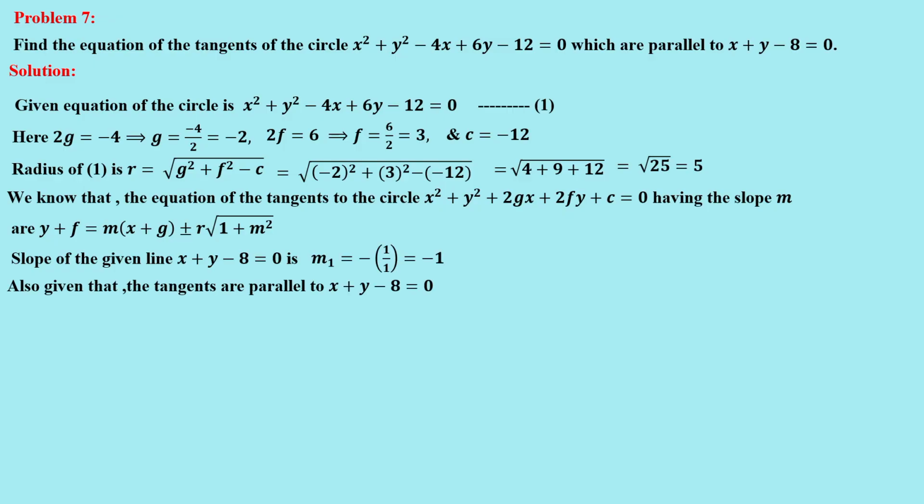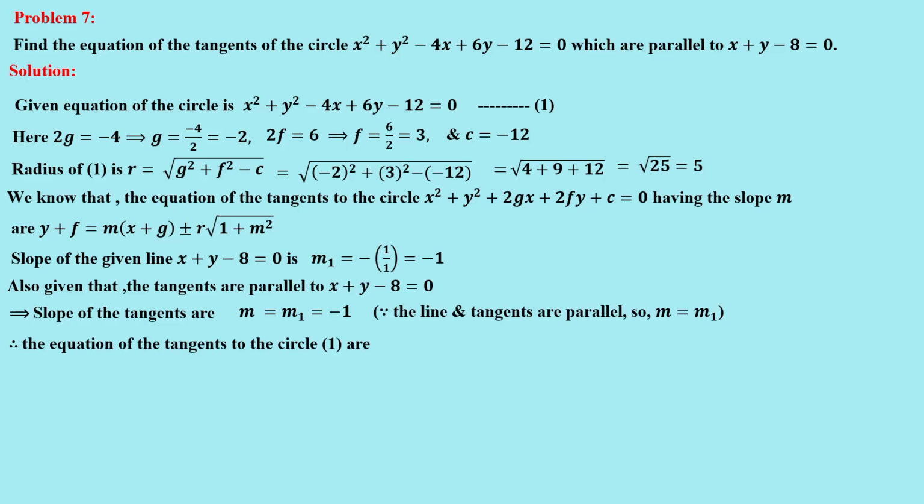Also, it is given that the tangents are parallel to x plus y minus 8 equal to 0. So if two lines are parallel, their slopes should be equal, right? So the slope of the tangents, m1, is equal to minus 1. Now the equation of the tangent to the circle is y plus f equal to m into (x plus g) plus or minus r into root of 1 plus m square.